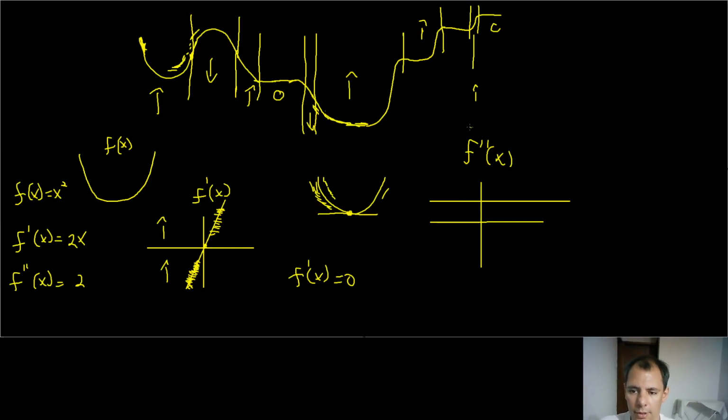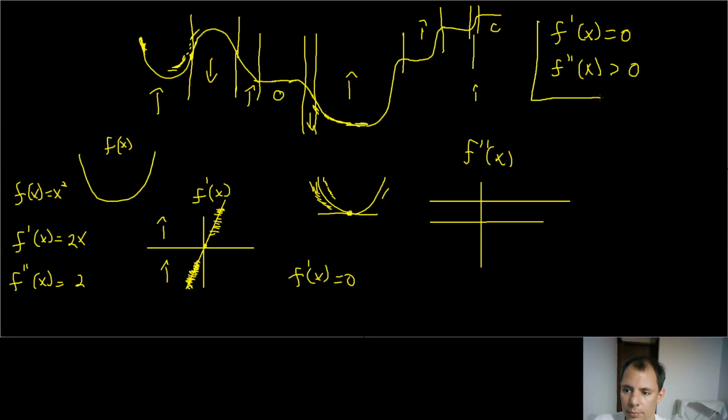So here's a rule of thumb. When you have f prime of x, the first derivative, equal to 0 and the second derivative greater than 0, the point that satisfies this is going to be a minimum. Okay, so this is a minimum.